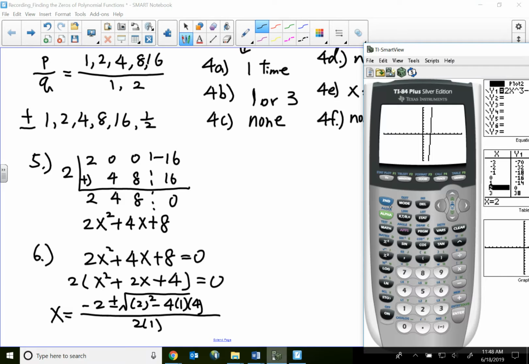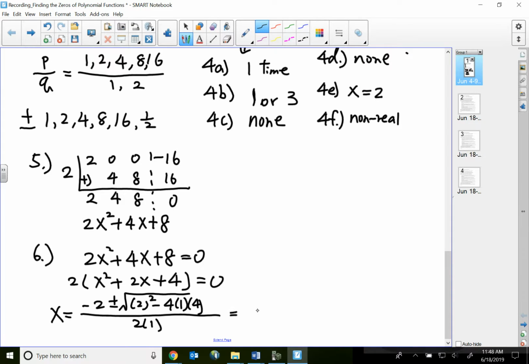All right, let's punch it in. Let's see what we got. So that's 2 squared minus 4 times 1 times 4, which is negative 12. So that's going to be negative 2 plus or minus the square root of negative 12 over 2. So the square root of a negative is going to be an i. So for sure, the other 2 zeros are non-real. Okay, so let's simplify this a little bit.